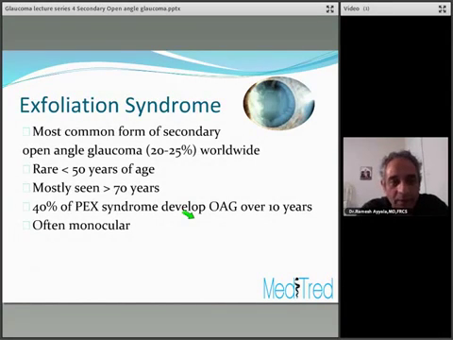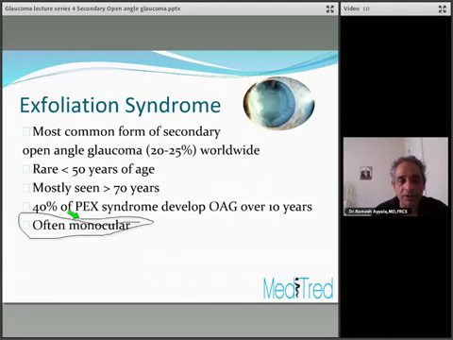This is the most common form of secondary open-angle glaucoma, accounting for 20 to 25% worldwide. It's rare below the age of 50, mostly seen over the age of 70. 40% of pseudoexfoliative syndrome patients develop open-angle glaucoma over 10 years, and it's oftentimes monocular at presentation. Very important point for you to remember to distinguish it from primary open-angle glaucoma patients.